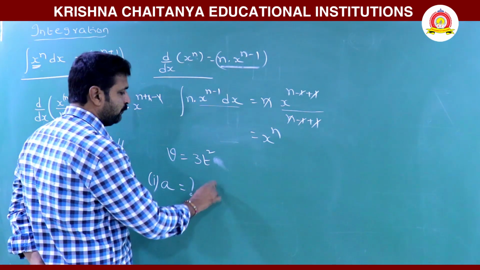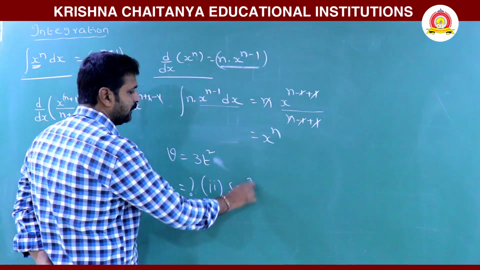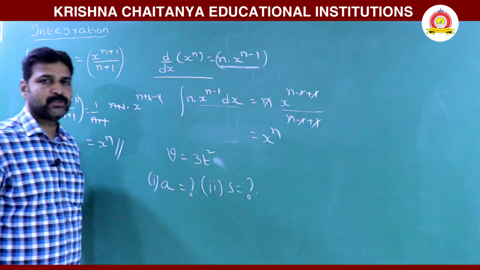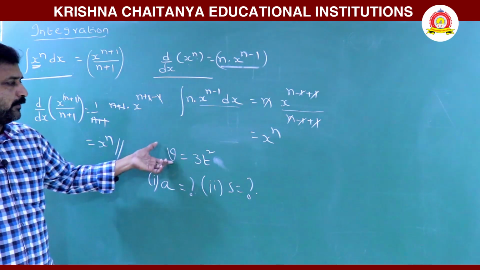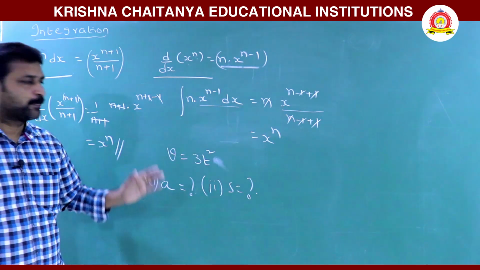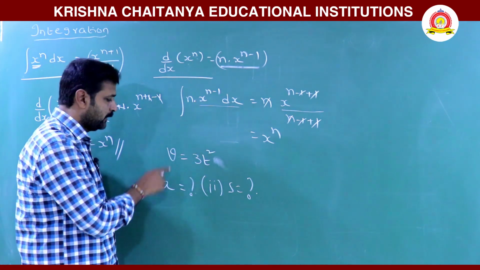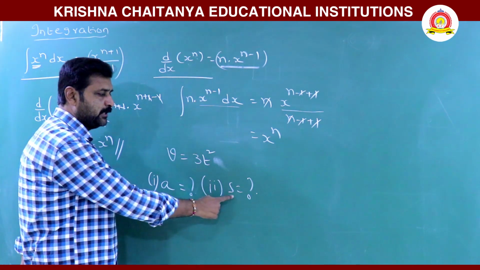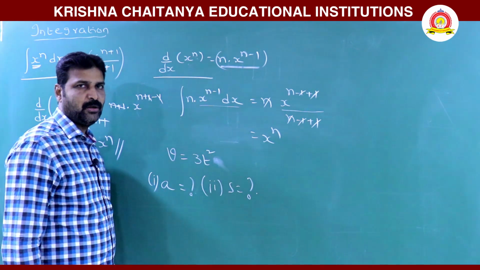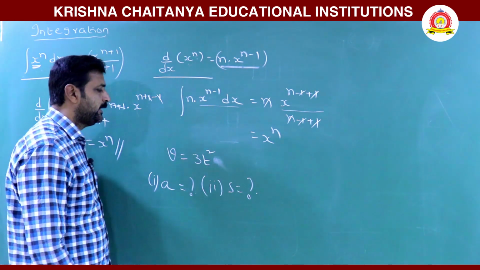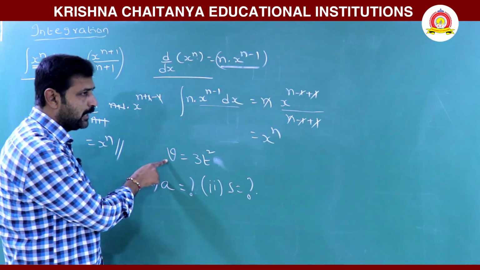Now you are asked to find acceleration, and you are asked to find displacement. So here velocity is depending on time, one physical quantity depending on another physical quantity. You are asked for acceleration and displacement. Now how to do this? So here, velocity.